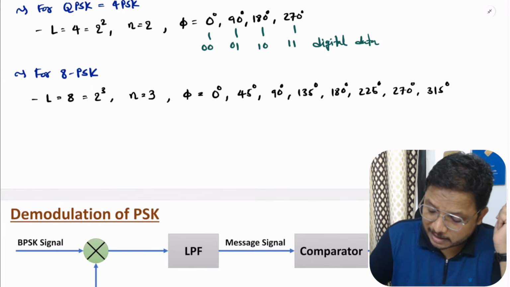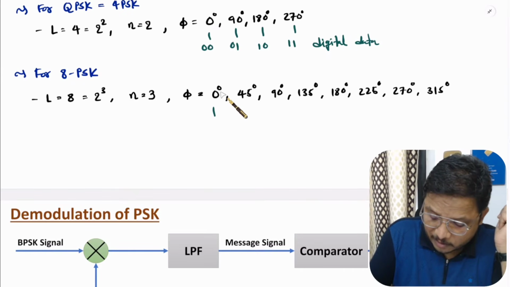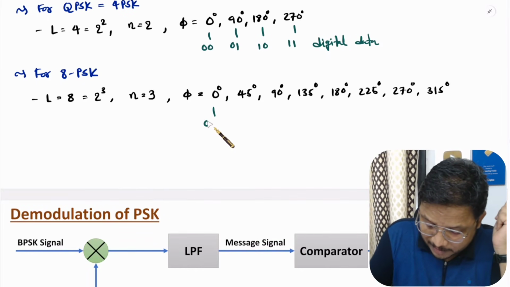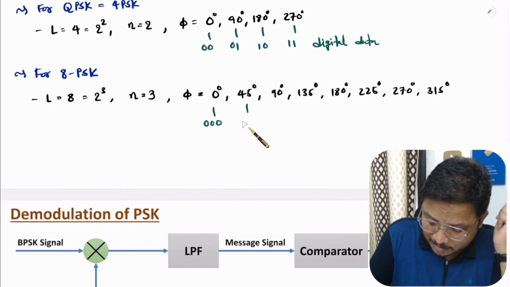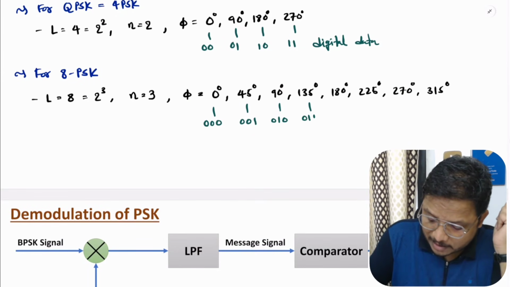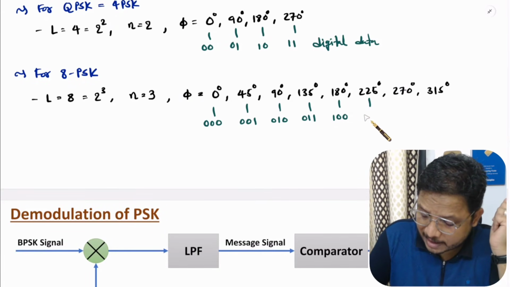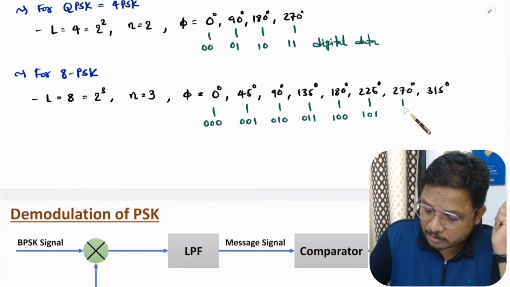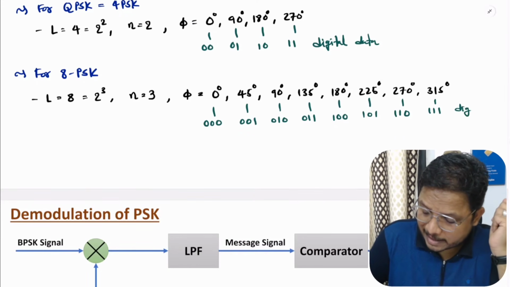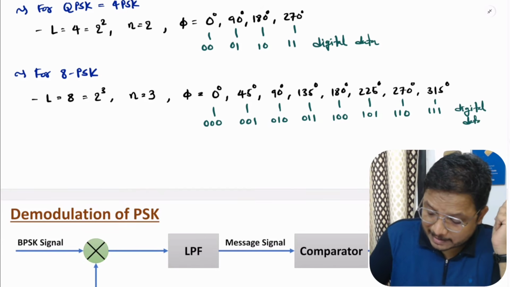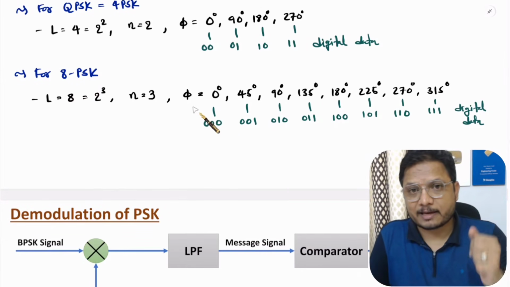If you talk about digital data, then with 0 degree phase, one can have a symbol with digital data 000. Then with 45 we have 001. With 90 we have 010. With 135 we have 011. With 180 we have 100. With 225 we have 101. With 270 we have 110. And with 315 we have 111 digital data, right? So that is how one can understand multi-level PSK, right?